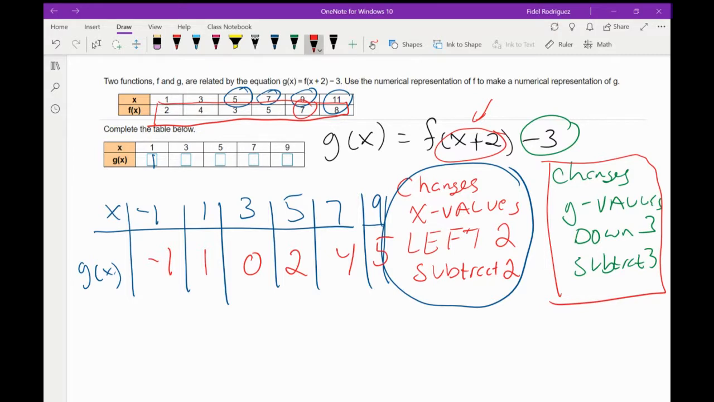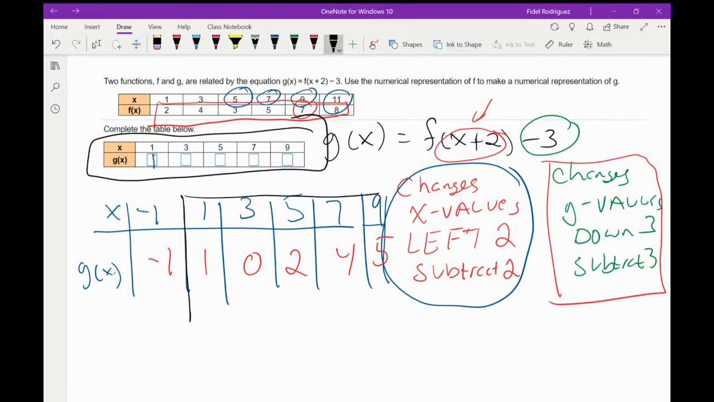And then once the table is done, the question is just asking me, can I fill out this part of it? So if you notice, this part of the table only includes that part right there, doesn't it? You see what I mean? So look, here's my 1, 3, 5, 7, 9. And here's my 1, 0, 4, 5. So I put 1, 0, 2, 4, and 5. Does that make more sense?